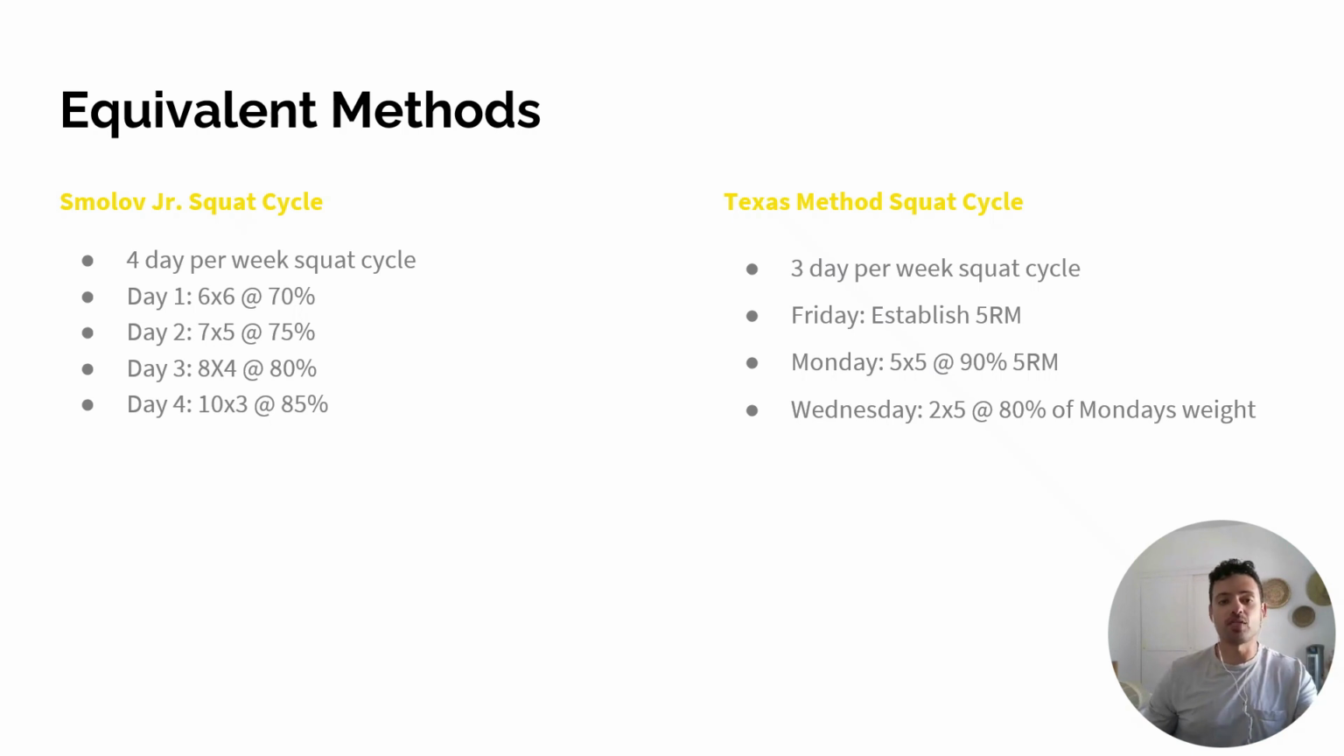And then Texas Method is all based around your 5 rep max performance, right? So if you have a poor 5 rep max performance one week, well, then your working sets the following week are going to be down based on that performance. And importantly, both hurt like absolute hell.